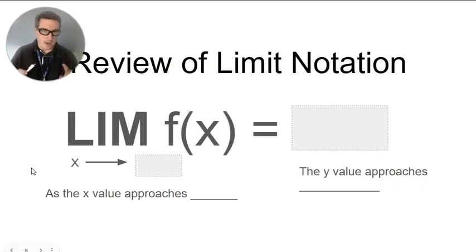This is going to help us figure out what's happening with the end behavior. So to write a limit notation, you got to write LIM. You have to write below it x approaches, and there's going to be some number here. You write the function, you put an equal sign, and you got to write what the y value approaches. When you read a limit, you can just interpret it like an English sentence.